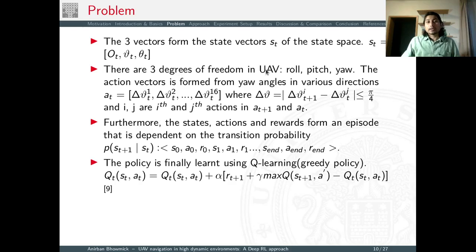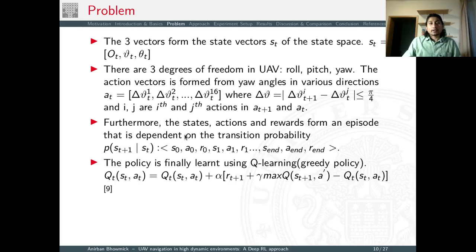Also, we know that in a UAV there are 3 degrees of freedom in which it can move: the roll, the pitch, and the yaw. The yaw angles form the action vectors. So the action vectors are also 16 dimensions. Each of these vectors is calculated by the difference between the angle when the agent is taking the action in state t+1 and in state t.